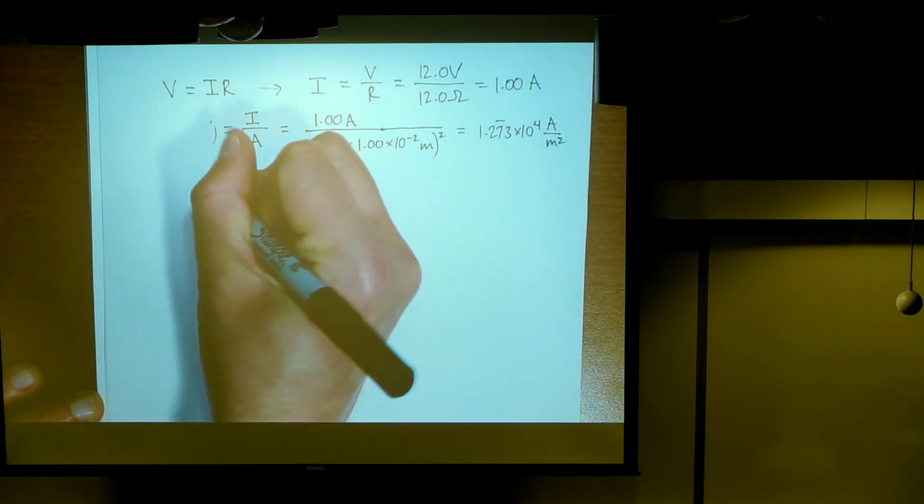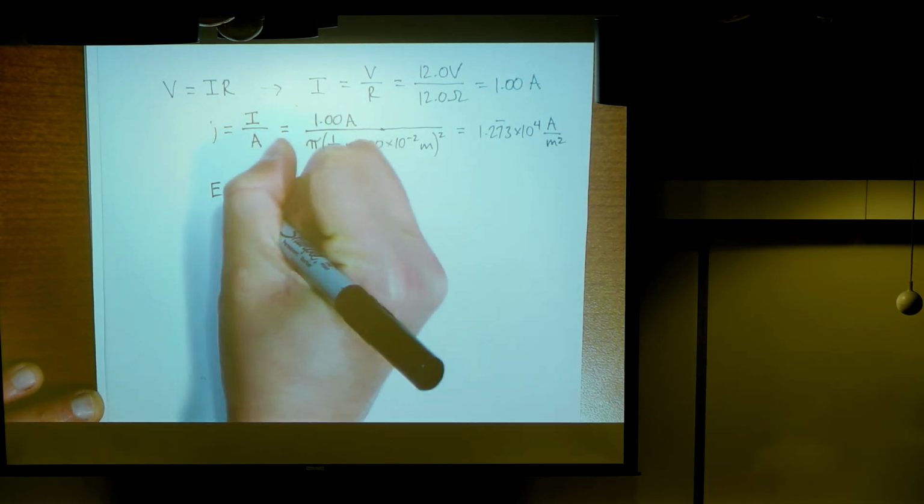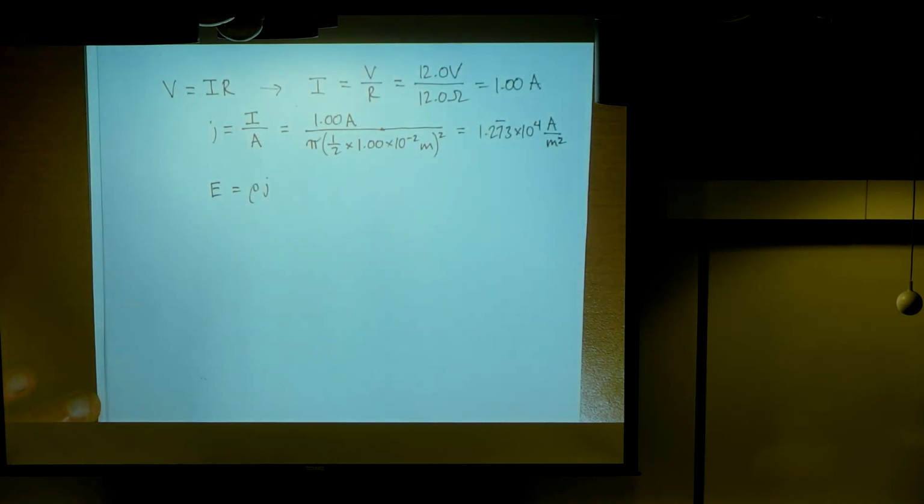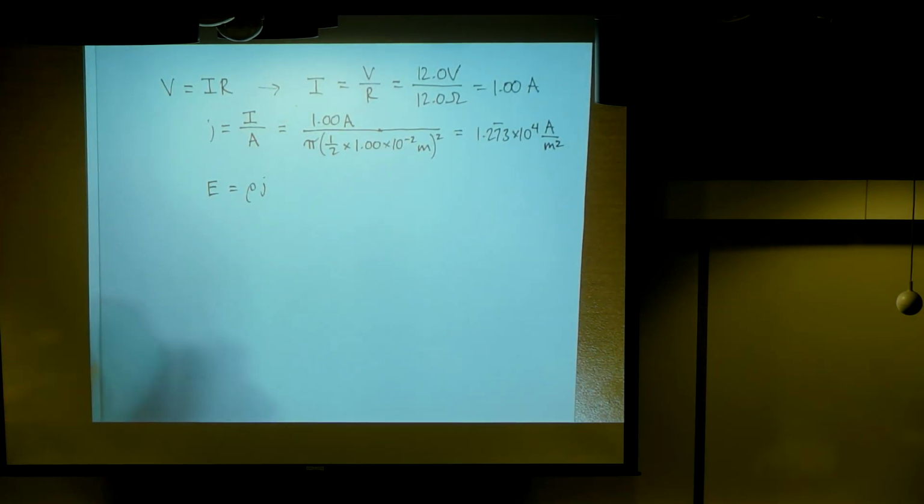So then the E field, that's just given by rho, the resistivity of the material, times J, the current density. That's if we just want the magnitude of the E field. Of course, it's understood that this E field must be pointing in the direction of our conventional current. Okay?